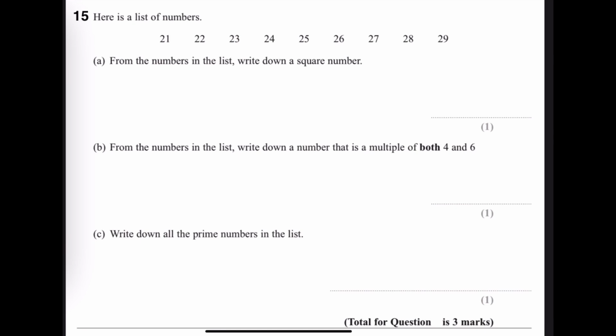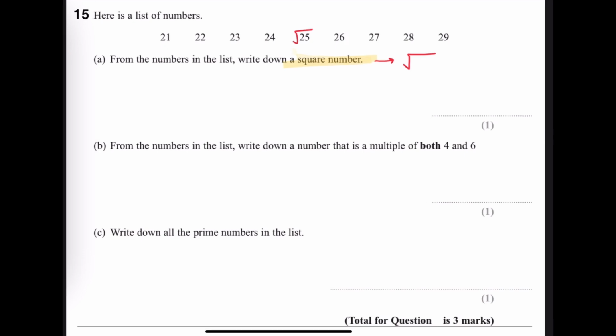Question 15. Here is a list of numbers. From the numbers in the list, write down a square number. A square number basically means something that can be square rooted. So the only number here that can be square rooted, you can put this into your calculator to figure out, is 25, since it will square root into a 5, because 5 squared is the same as 25.